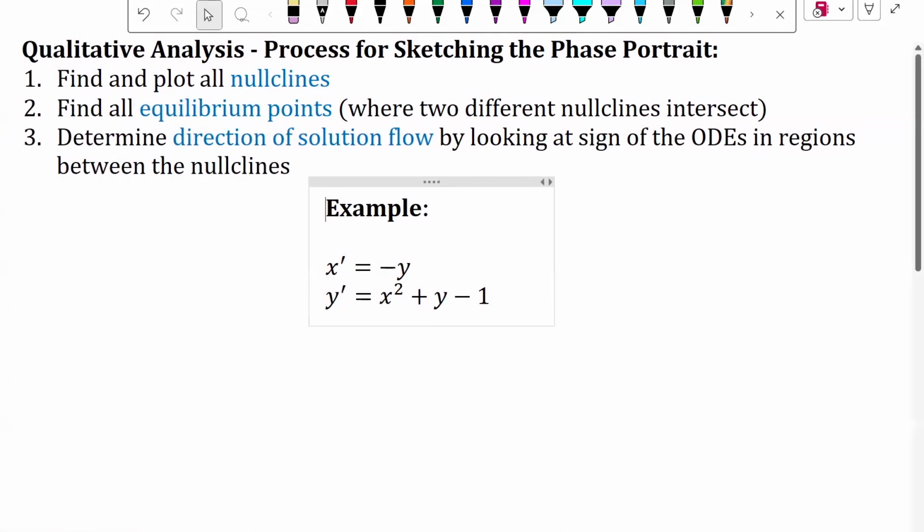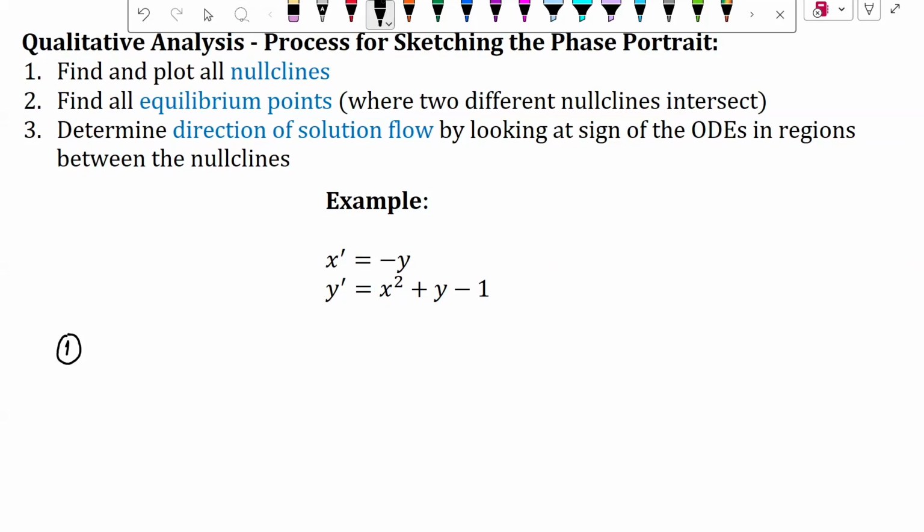Here we have the qualitative analysis process sketched out again. Find all the nullclines, plot them, find the equilibrium points, and then determine the direction of solution flow, from which we should be able to infer what the phase portrait curves might possibly look like. Let's look at this example, and let's do step 1, finding and plotting the nullclines.